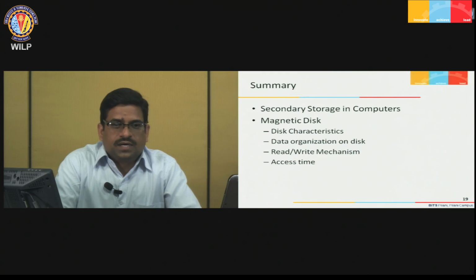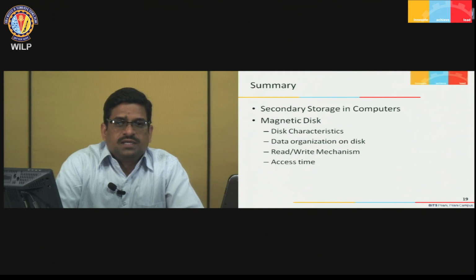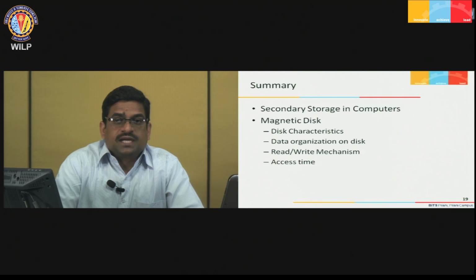So let us summarize what I discussed in today's class. I talked about the secondary storage in computers, why it is required, and in that we discussed in detail the magnetic disk, the disk characteristics, how the data is organized on the disk, what the read write mechanism is, how read and write happens, and the access time calculation.